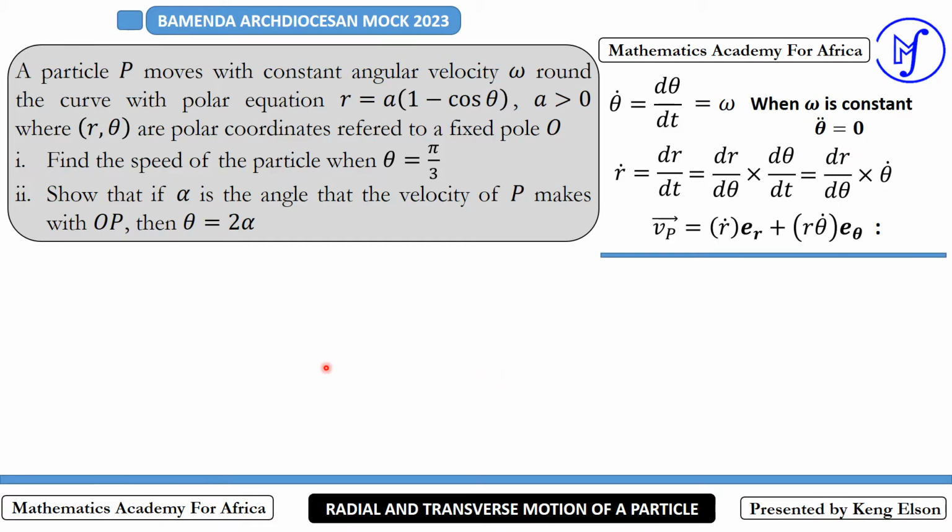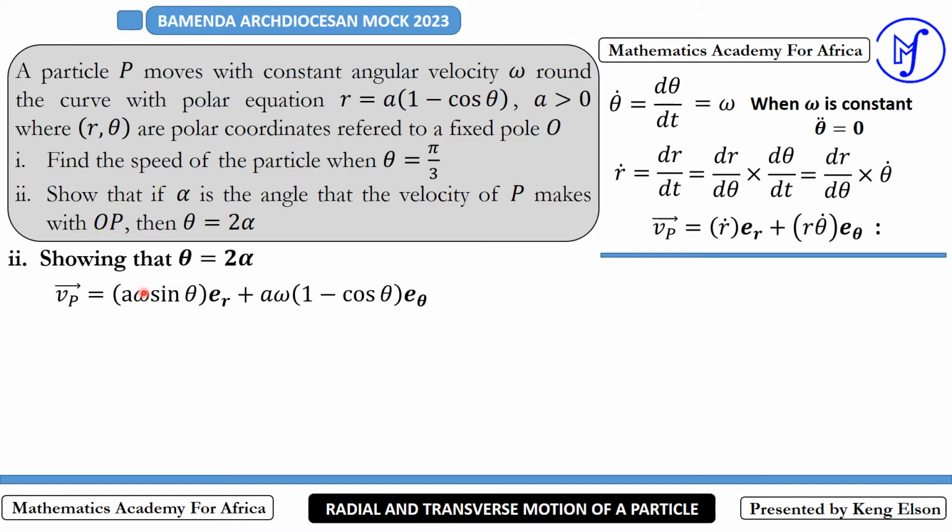Alright, now the next part of the question is asking us to show that theta is equal to 2 alpha, given that alpha is the angle that the velocity of the particle makes with OP. Okay, so the velocity of our particle, we had it previously as a omega sin theta times the unit vector in the radial direction plus a omega into 1 minus cos theta times the unit vector in the transverse direction. So the angle alpha is the angle that the velocity of this particle makes with OP. So the tangent of that angle is simply the ratio between the transverse component and the radial component.